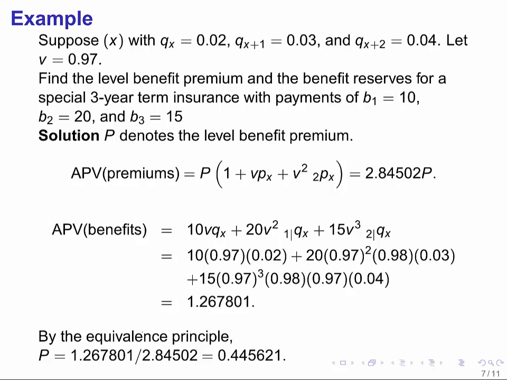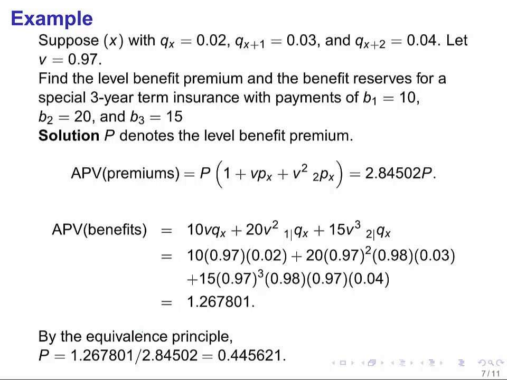So let's first try to calculate the net premium. Net premium is determined by using the equivalence principle. And to use the equivalence principle, we need to find the APV of premiums at time 0 and the APV of benefits at time 0. And then by equating these two together, we will obtain an equation. By solving the equation, we solve for the net premium capital P. Let's use capital P to represent the level annual premium.